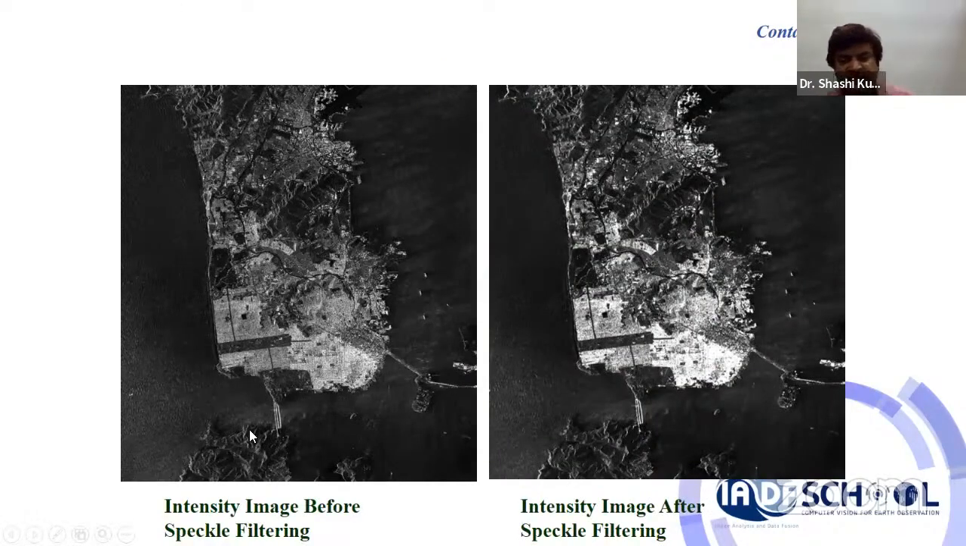So now here you can see that this is the data set intensity image before speckle filtering, and this is the intensity image after speckle filtering. So now here you can see that there is enhancement in the radiometric property of the SAR data set. Speckle is minimized. Here in this data set, speckle was already less, so we are not going to see the clear information of the speckle, but in several scenes or high spatial resolution spotlight data set, you are going to get a high amount of speckle. So there you can clearly see the effect of the speckle filtering.